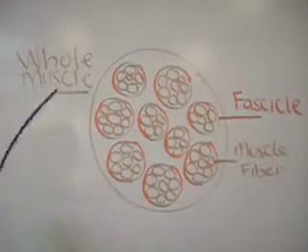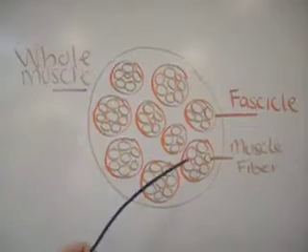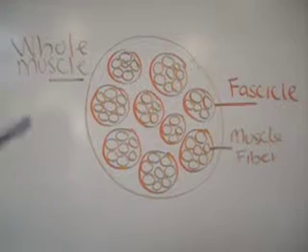This is the whole muscle. Inside each whole muscle are fascicles, which are the orange ones. Inside each fascicle are muscle fibers, which inside of them are myofibrils.